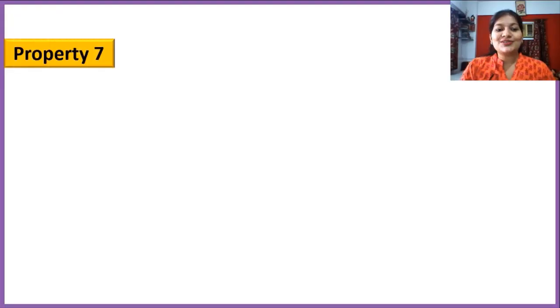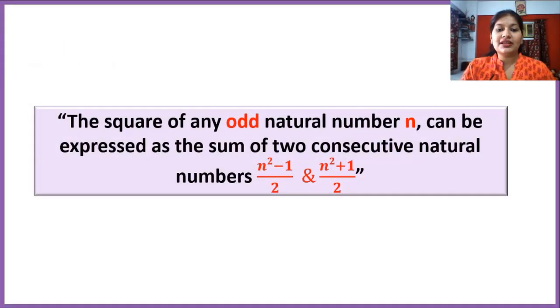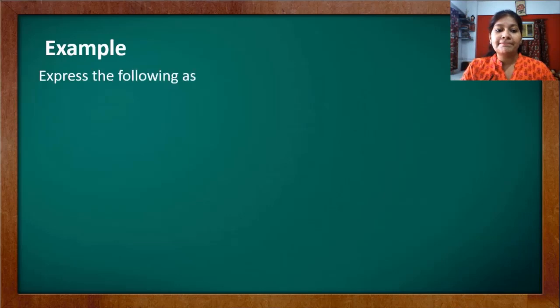So here we have property 7, which states that the square of any odd natural number, and the key point is we are talking about the square of an odd number, can be expressed as the sum of two consecutive natural numbers. The consecutive natural numbers can be represented by these two formulas. By looking at the property you will not understand this, so let us take an example.